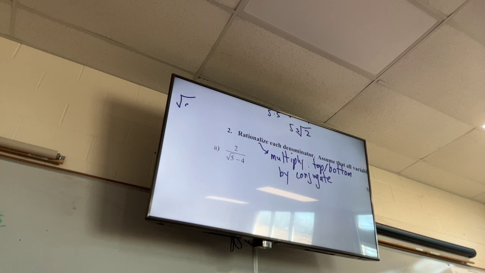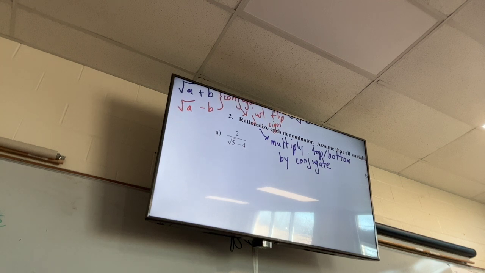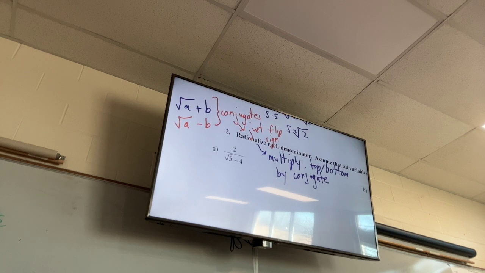So if I have a number root A plus B, what is its conjugate? Do you guys know what its conjugate is? It's going to be root A minus B. So these are what we call conjugates. You just flip the sign, okay? You guys got that written down?